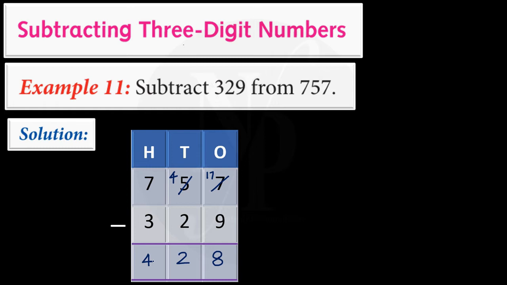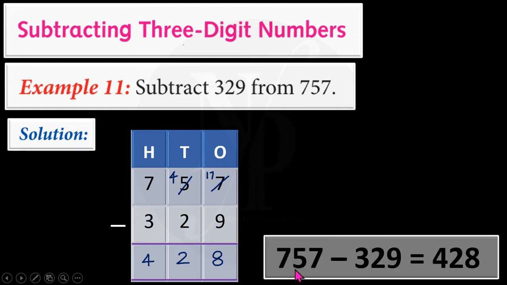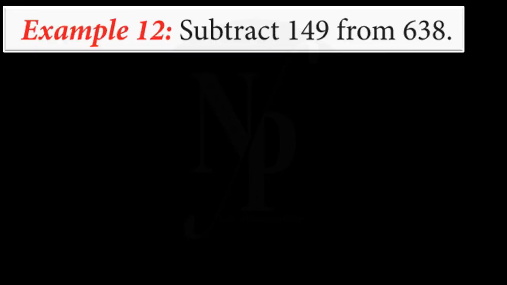So on subtracting 329 from 757, we get 428 as difference, which can be written as 757 minus 329 is equal to 428. Example number 12. Subtract 149 from 638.